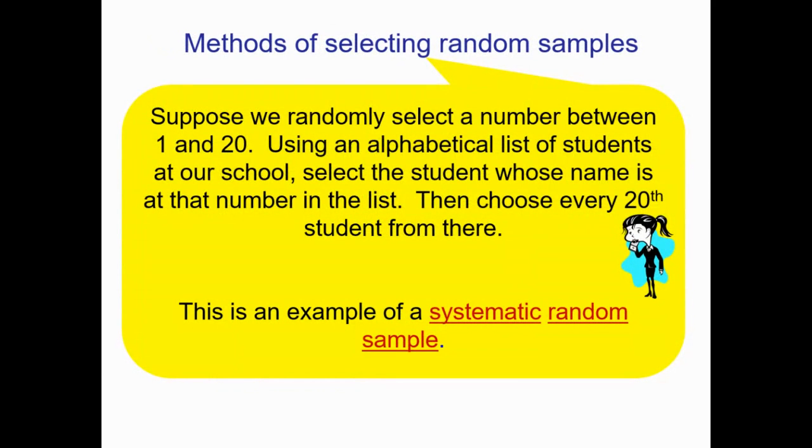Let's do systematic sampling. Suppose we randomly select a number between 1 and 20. So I open my random number table. This one you could use the random number table. Just flip to it, put your finger on two numbers. If it's between 1 and 20, use it. So let's say I land on 13. Then we go through an alphabetical list of the students at our school, starting with 13, and then every 20 after that will be picked. So 13, then 33, then 53, 73, etc. This is what you call systematic random sampling.